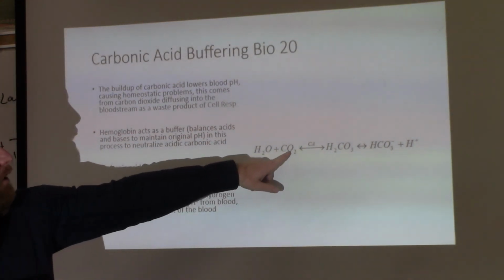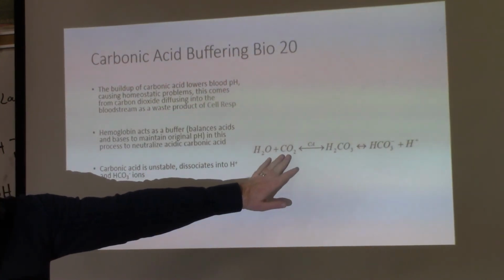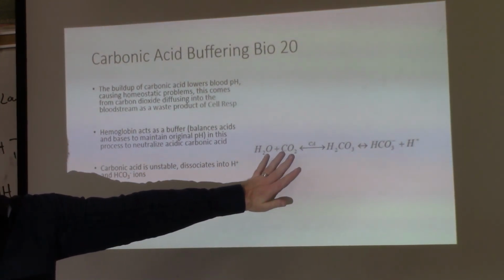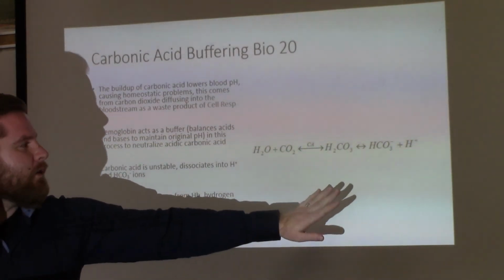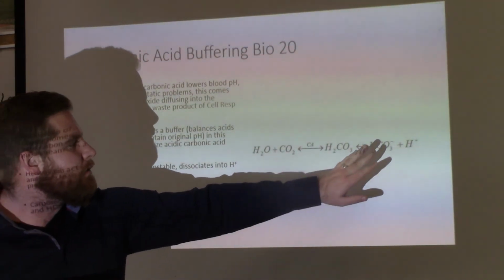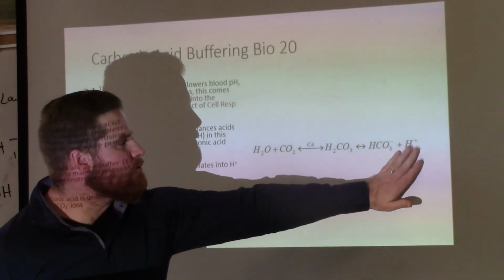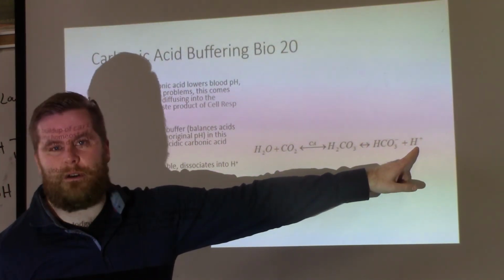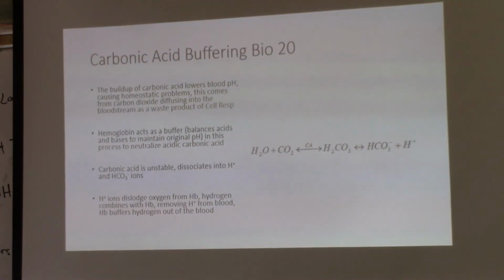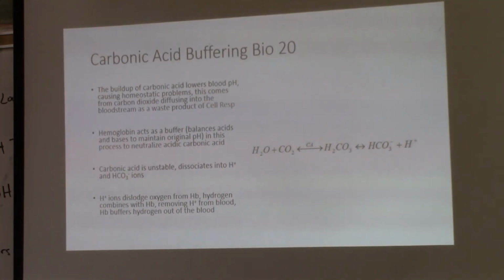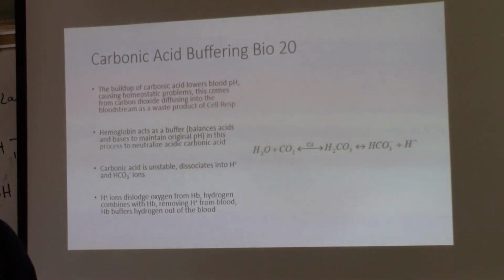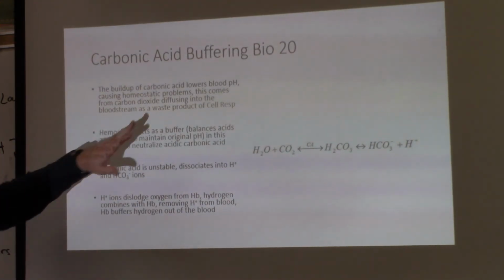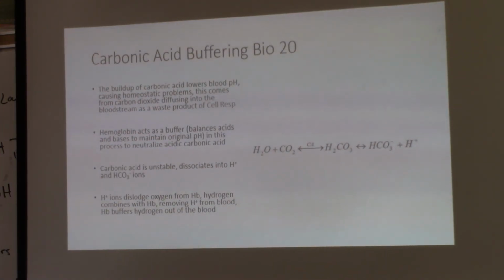So this CO2 creates competitive inhibition in your hemoglobin. So we don't want this. It's toxic. So we get rid of it by creating carbonic acid, and then the carbonic acid creates a base, which is a buffer, and the hydrogen ends up in the hemoglobin on your red blood cells. Okay? So that is your carbonic acid buffering system, and this deals with lactate fermentation. The buildup of carbonic acid lowers blood pH, causing homeostatic problems. This comes from carbon dioxide diffusing into the bloodstream as a waste product of anaerobic cellular respiration.